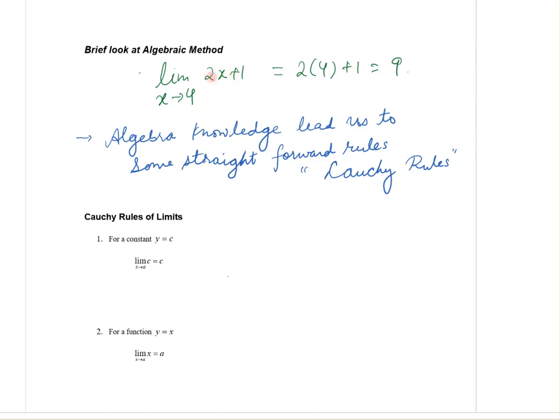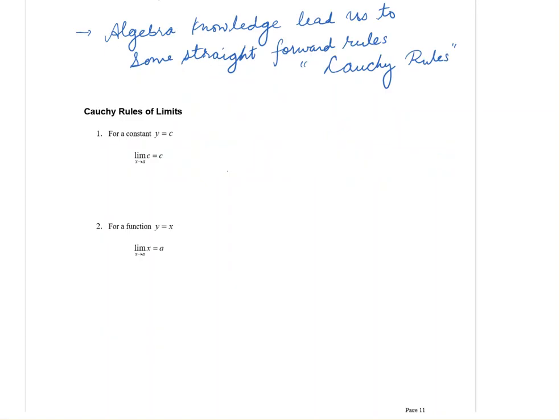When we are doing this, essentially we are splitting the limit over different parts of this function. Those rules are called Cauchy's rules. They're quite intuitive, but I'll just explain them in detail today. The first rule is for a constant y equal to c. Let's say y is equal to f(x), which is our function. For a constant y equal to c, the limit of x approaching a of c is equal to c.